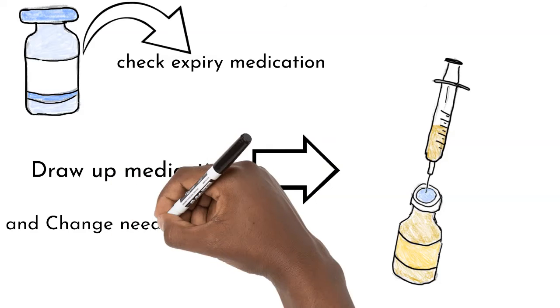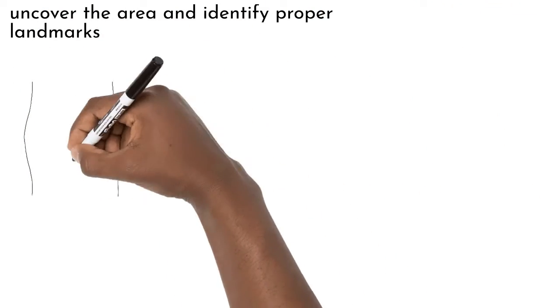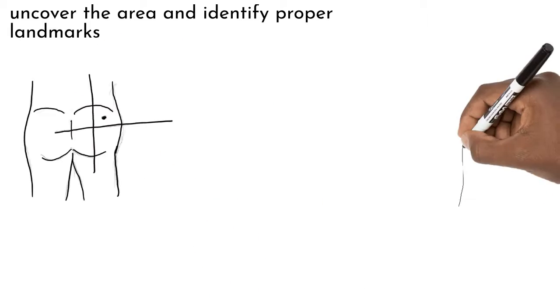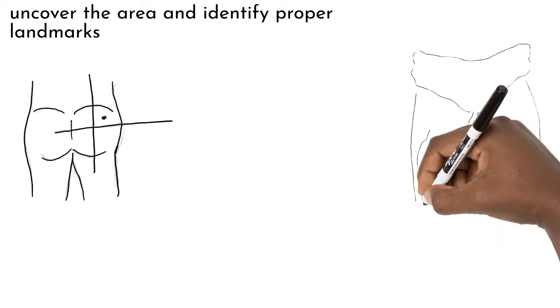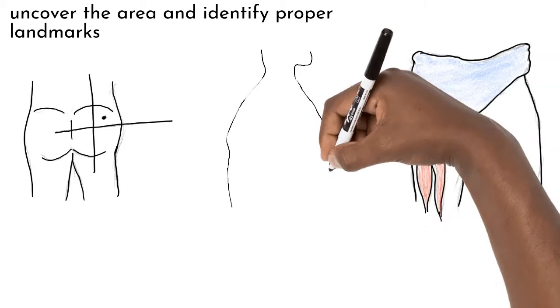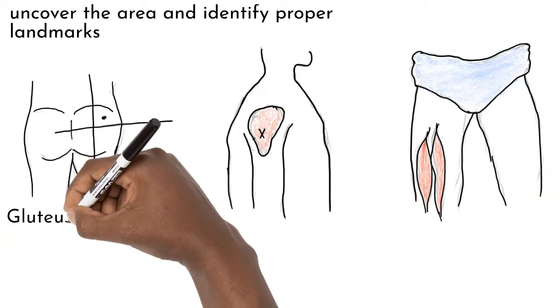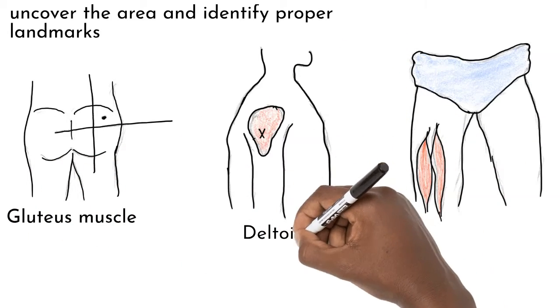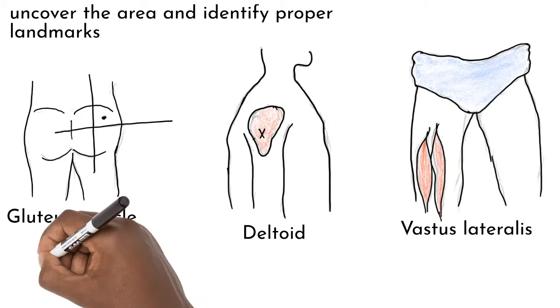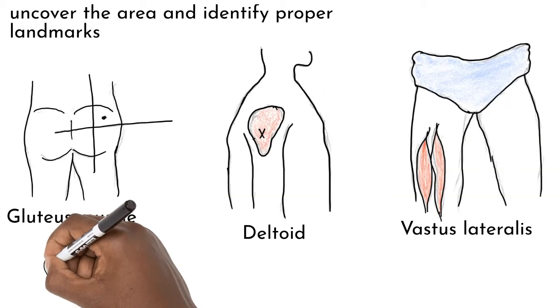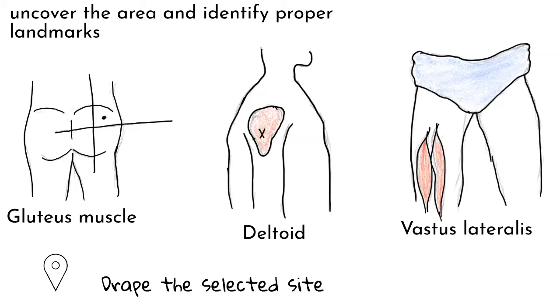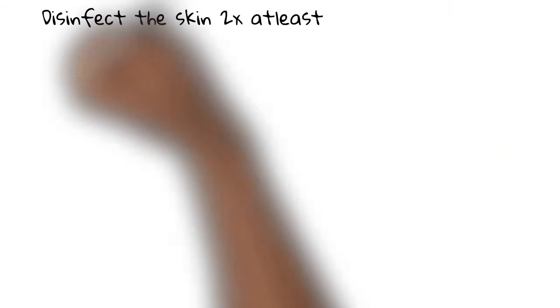Position the patient and cover the area to be injected, draping as needed. Identify the proper landmarks for safe injection. You can use one of 3 sites: the vastus lateralis on your thigh, the gluteus muscle on your buttocks, or the deltoid muscle on your shoulder. Always taking the upper outermost quadrant as your point of injection.